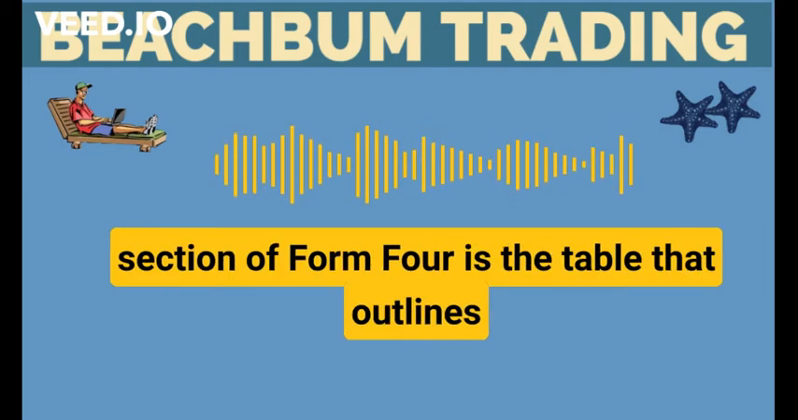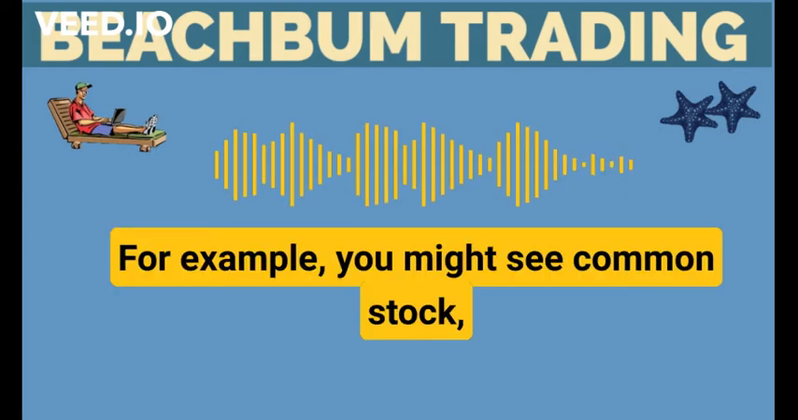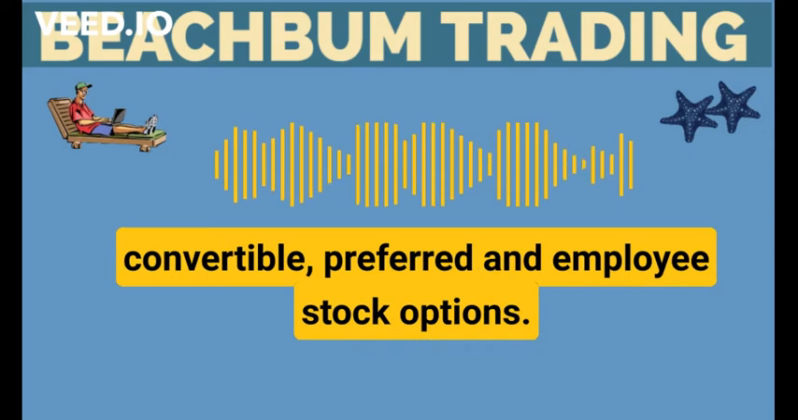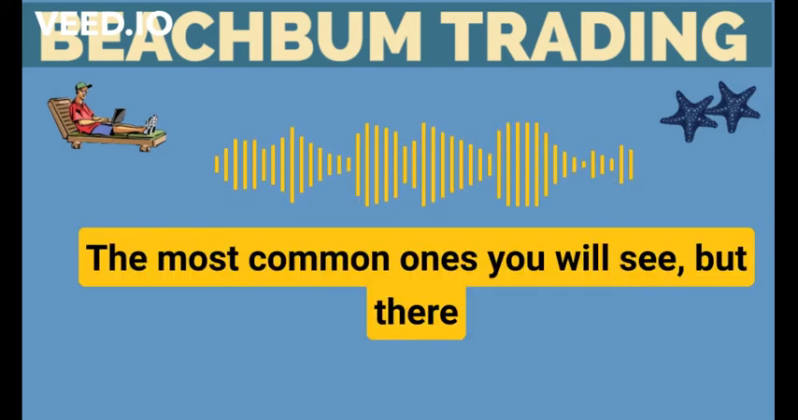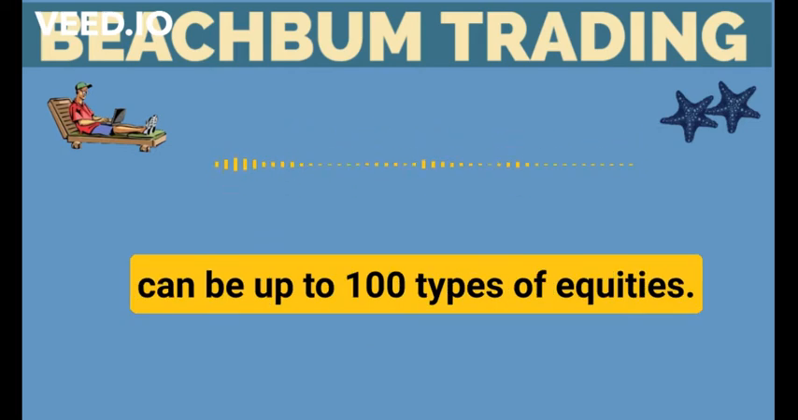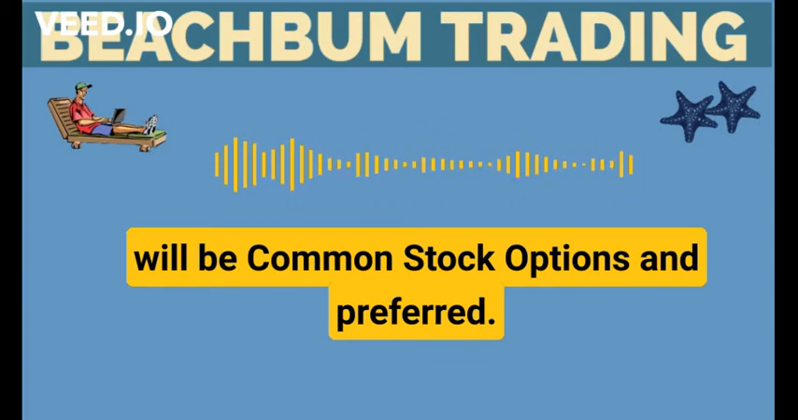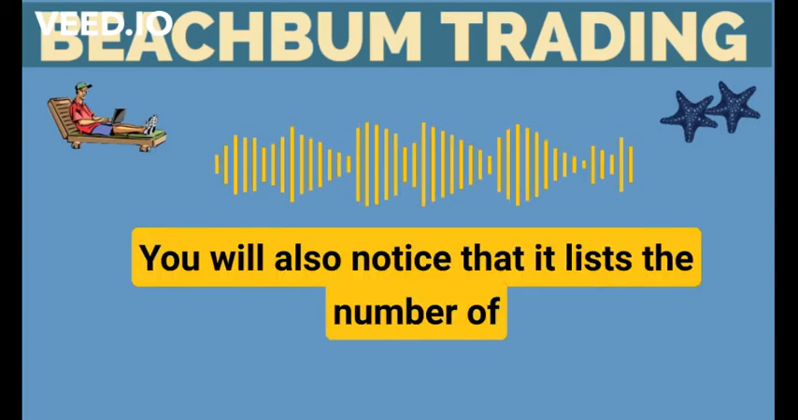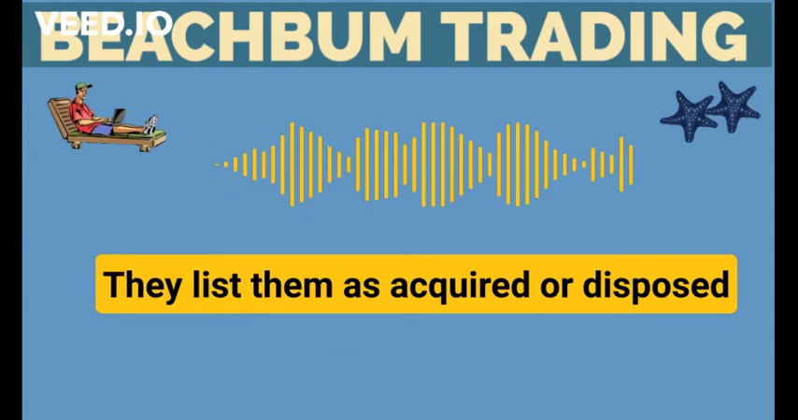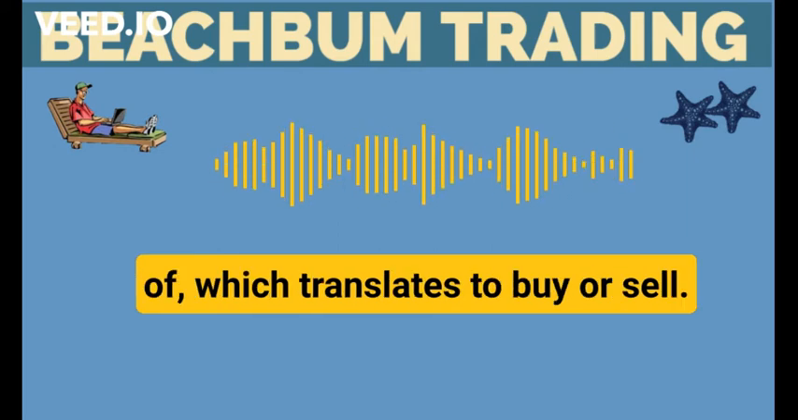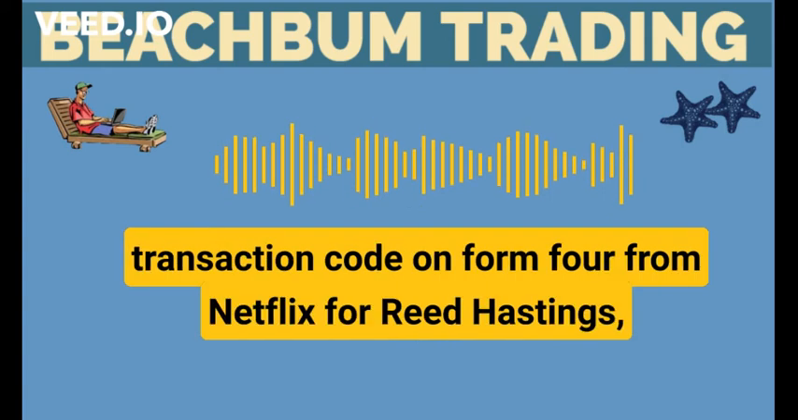The most important section of Form 4 is the table that outlines the buying or selling of the stocks. For example, you might see common stock, convertible preferred, and employee stock options. Those are the most common ones you will see, but there can be up to 10,000 types of equities. Don't worry, the bulk you will encounter will be common stock, employee stock options, and preferred. You will also notice that it lists the number of shares bought or sold and these trades' dollar amounts. They list them as acquired or disposed of, which translates to buy or sell. The last item, which we need to clarify, is the transaction code.